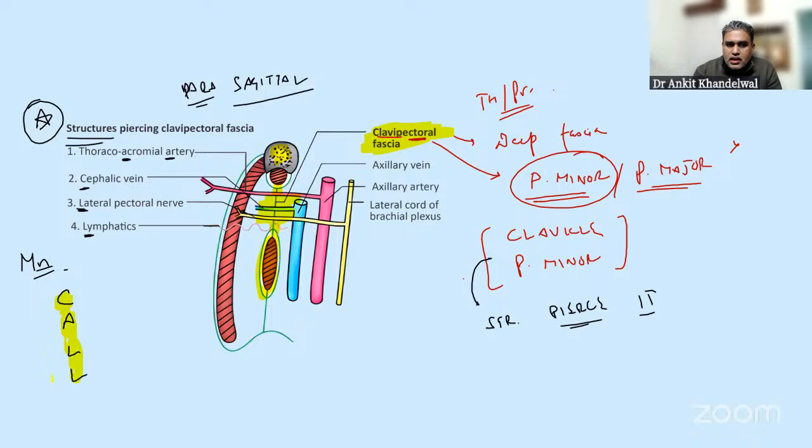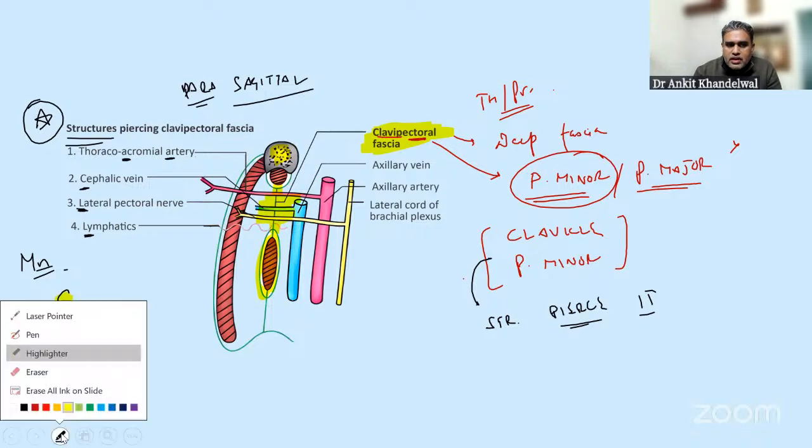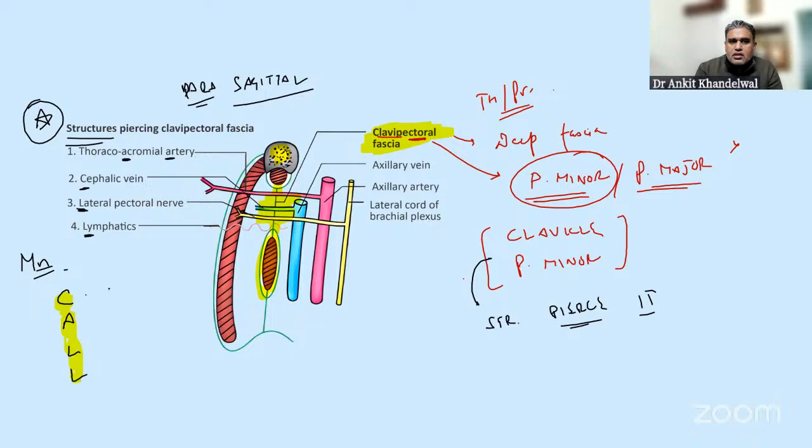So CALL: C for your cephalic vein, which is a vein over here; A for artery over here; L for a nerve over here; and L for a lymphatic over here. These are the structures that will pierce the clavipectoral fascia, which lies between the clavicle and pectoralis minor. Do remember that also. One important question done, mnemonic done. Keep that in mind.